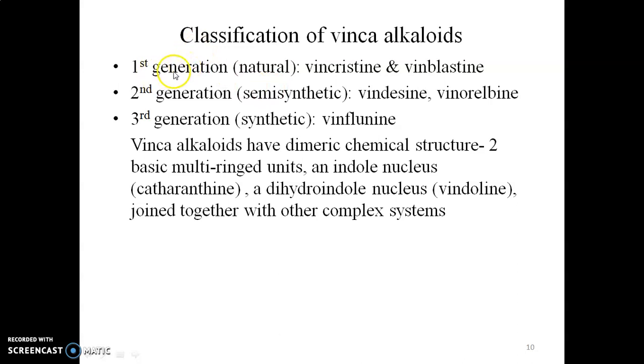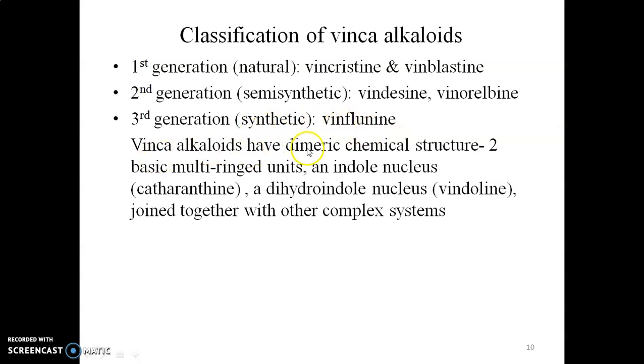These Vinca alkaloids are classified into 3 types. The first generation Vinca alkaloids are obtained naturally. We have example vincristine and vinblastine. Then we have second generation Vinca alkaloids. These are semi-synthetic in nature. The examples are vindesine and vinorelbine. Then we have the third generation of Vinca alkaloids. These are purely synthetic. We have example vinflunine.